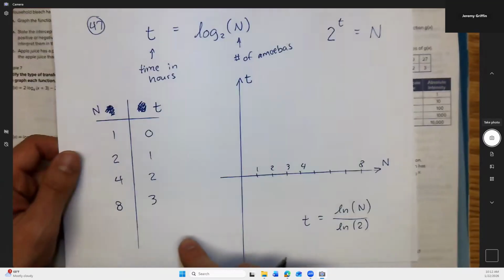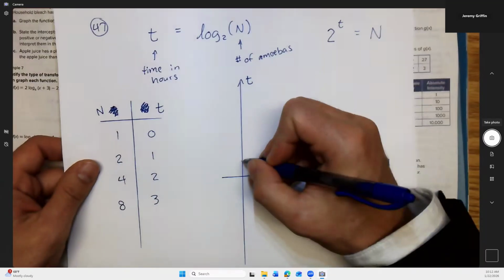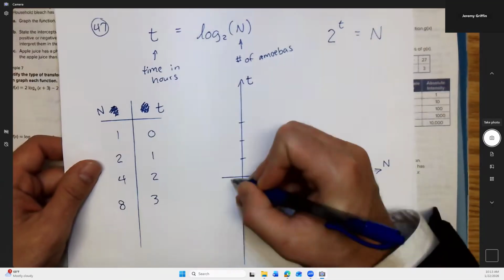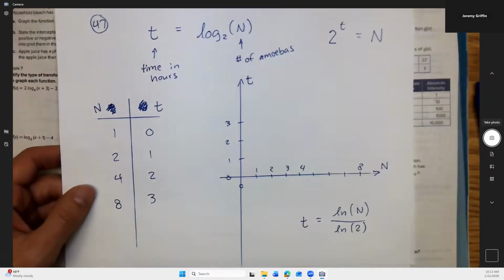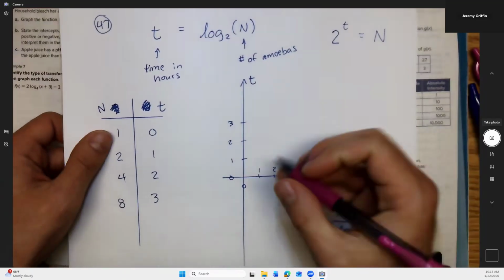And then the time goes up to 3. So 1, 2, 3. Let's go 0, 1, 2, 3. Start 0 there. All right, and plot these points. So 1, 0 is the point.